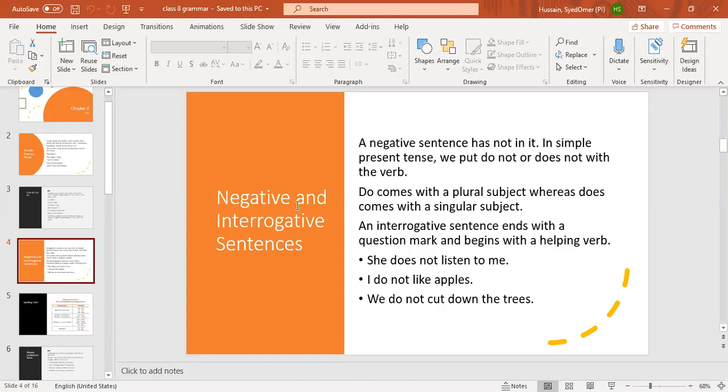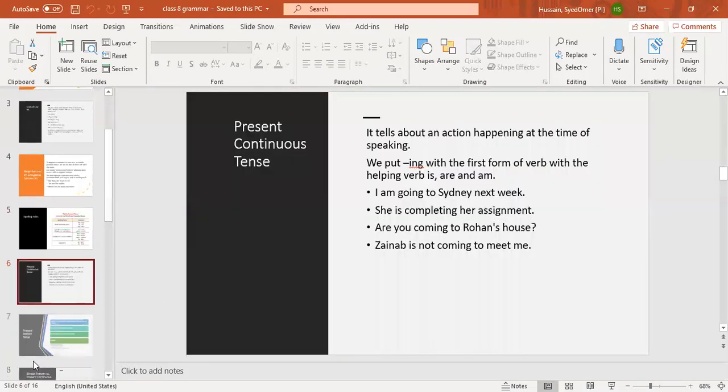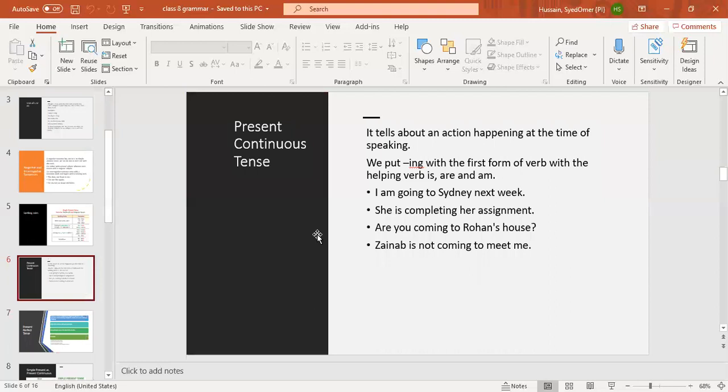I do not read properly. We do not read properly. Do we read properly? And all interrogative sentences begin with a helping verb. This I've explained. Now present continuous tense, I've told you that it is an action which is in continuation, which is going on.